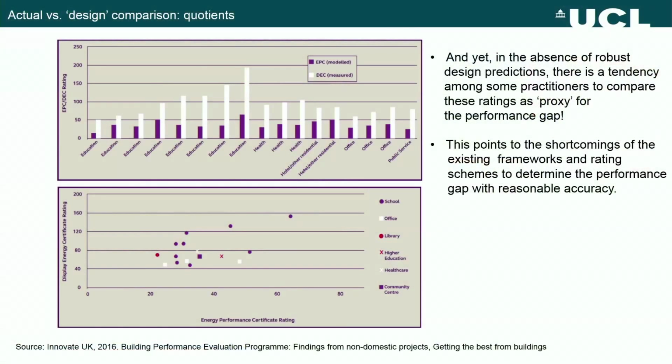So we are trying to figure out whether, based on the ratio of DEC to EPC, operational rating to asset rating, it is indicative of the performance gap. Well, it is, but there are so many other factors related to these difficulties, and the problems associated with methodologies are also embedded in this type of comparison. I just referred, for example, to the differences in CO2 conversion factors.